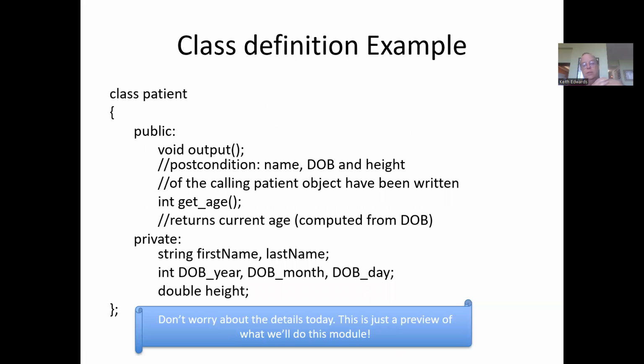So here's what it would look like in C++. And again, don't worry too much about the details. We're going to get into that as we build classes. But right now, we're just covering a little bit of the theory. We start with the word class and give it a name. In this case, it's patient. Public are things that anyone can do within the class, and those are typically the member functions. So here we're able to output the patient details and get the patient age. And then private are the member variables. So we have a string for first name and last name. Their date of birth, year, month, and day are described by integers, and their height, likely in meters, would be a variable type double. And notice that we terminate the declaration of the class with the semicolon.